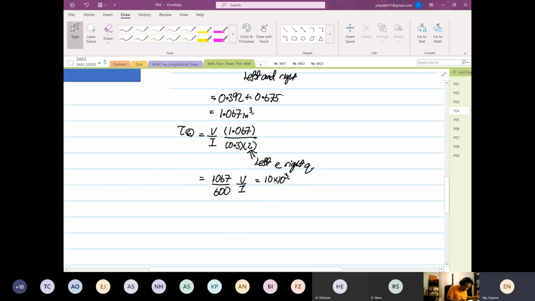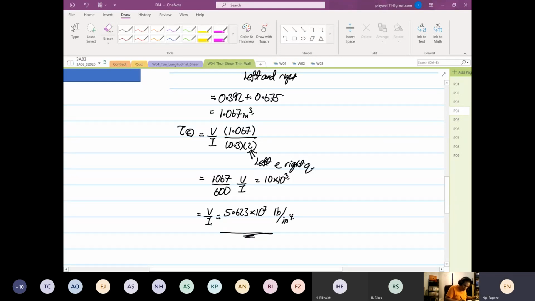So V over I is equal to 10 to the power 3 times 600 divided by 1067, which is equal to 5.623 times 10 to the power 3. Okay, and the units are pounds per inch to the power of 4.